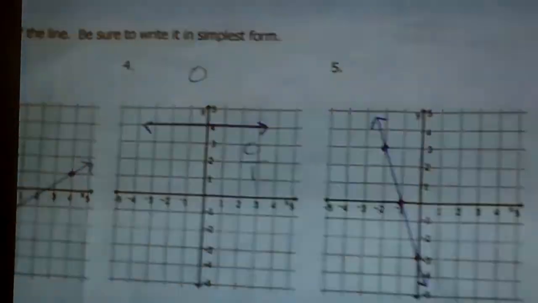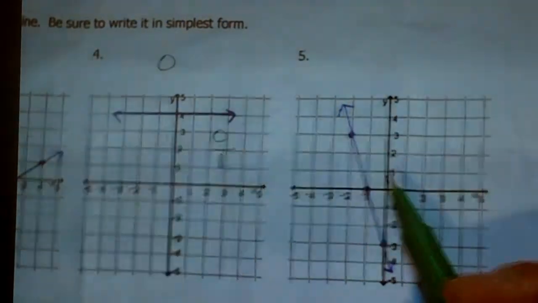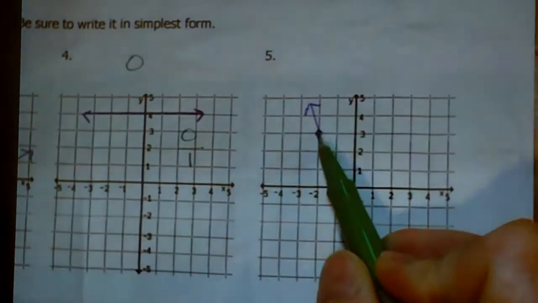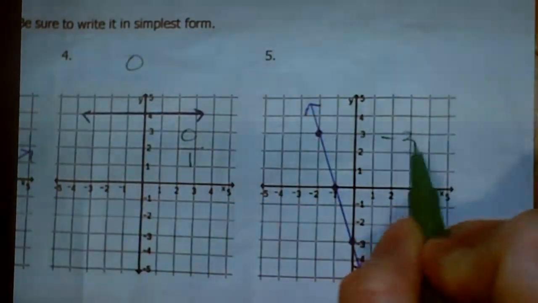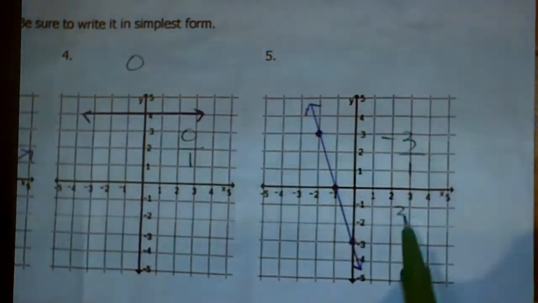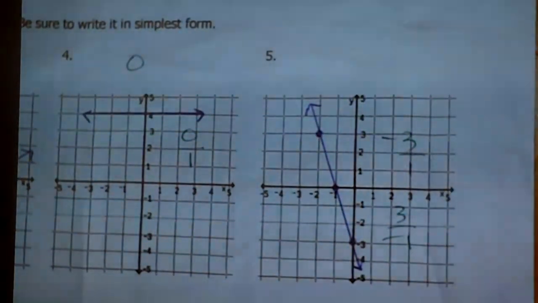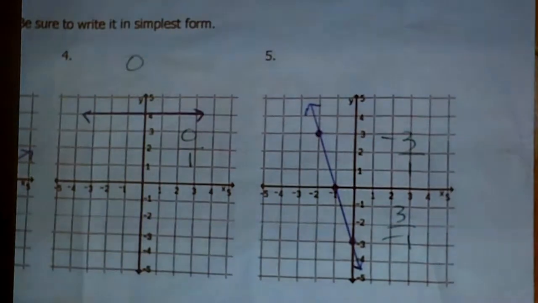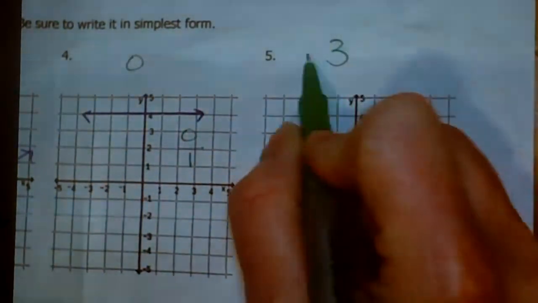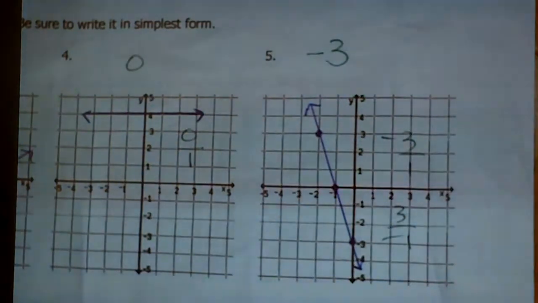Okay, for number 5, doesn't matter which points you pick. I'll pick this one, why not? To get from here to here, I would go down 1, 2, 3, right 1. If you went up 3, left 1, then you'd have 3 over -1. Either way, when you divide one of each, it's negative. So 3 divided by 1 is 3, and a negative divided by a positive is a negative. So you should have a -3 for your slope for that one.